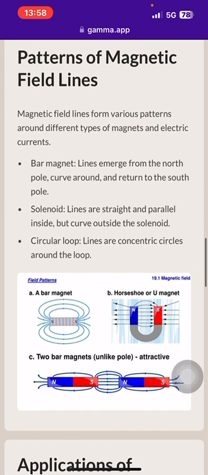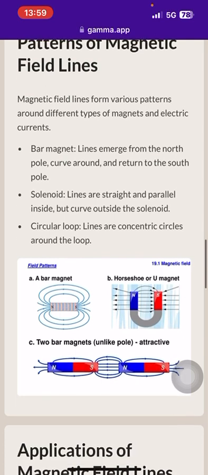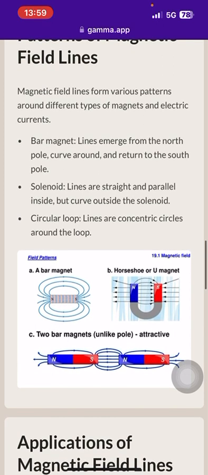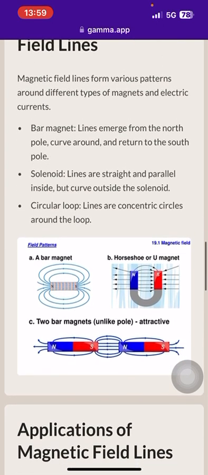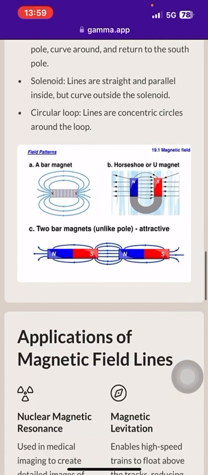And the other one is the solenoid. For a solenoid, the lines are straight and parallel inside but curved outside. So that's a very important point. I can show you a solenoid here also, with two power magnets, unlike poles.